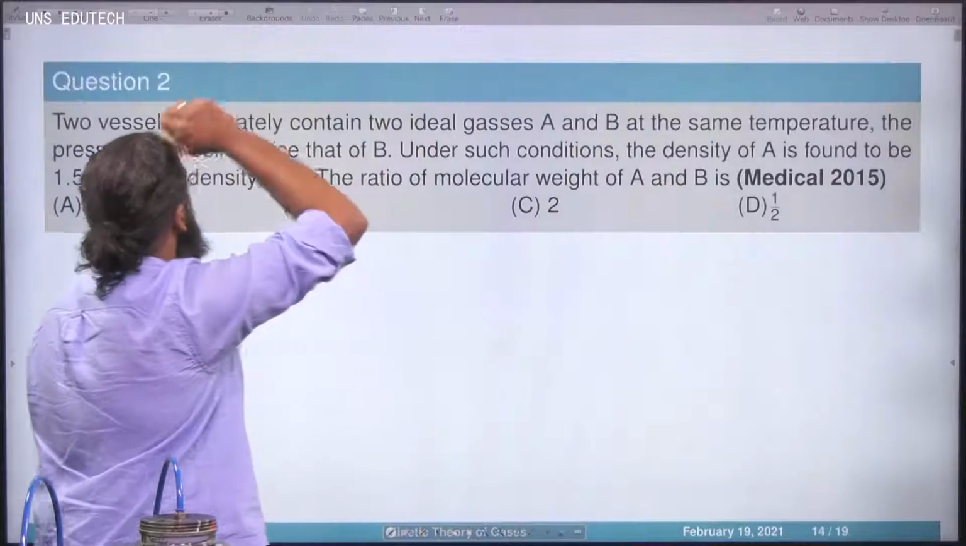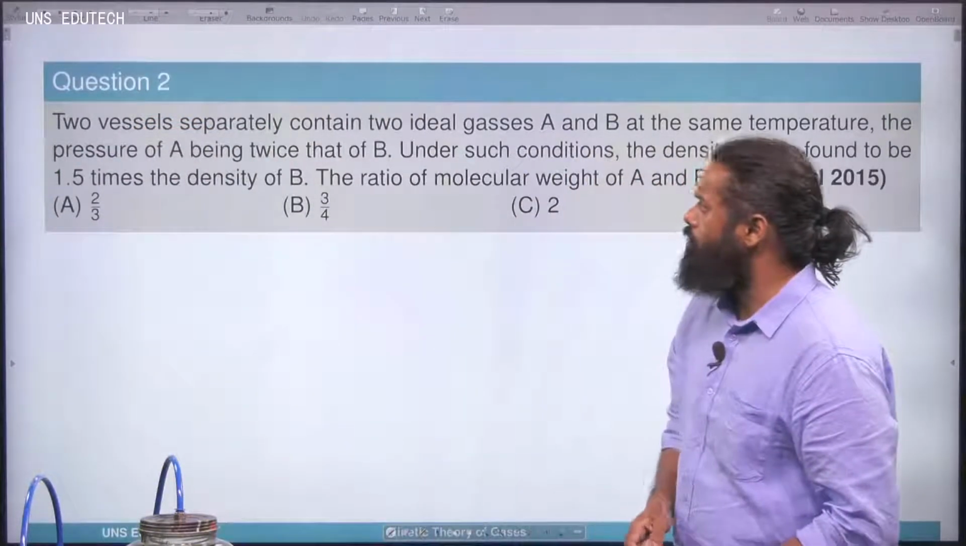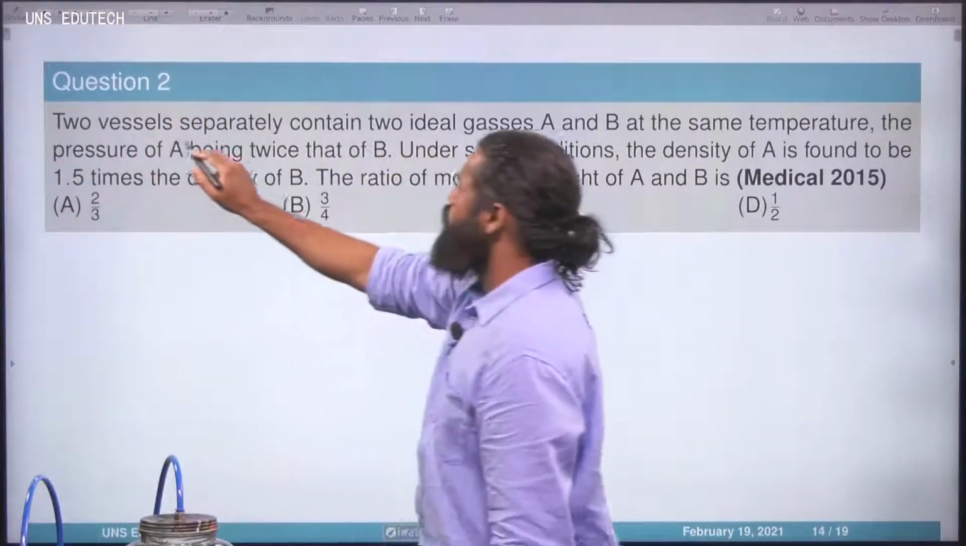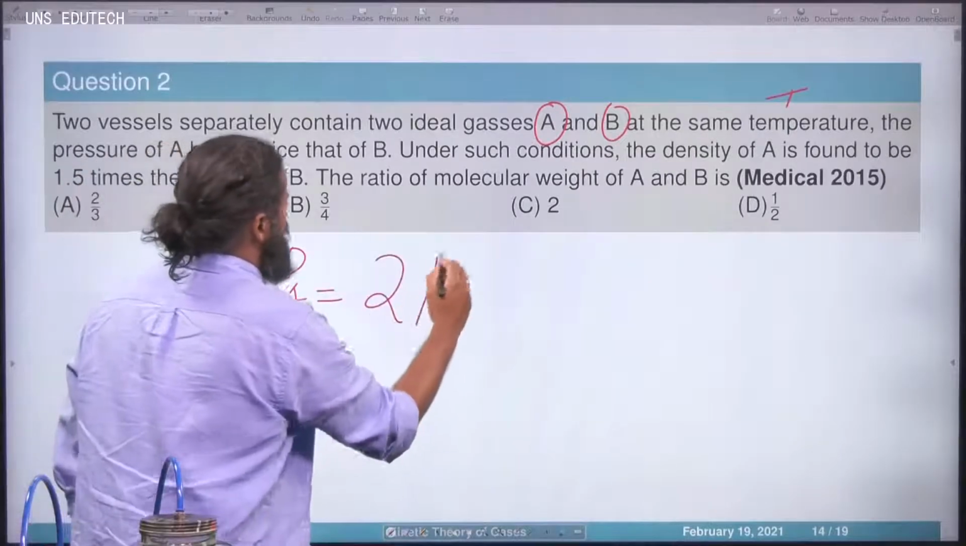Okay, let us do one more problem. Here we have two vessels. I will explain again. I will give you 2 minutes. Try to answer quickly. Two vessels separately contain two ideal gases A and B. Two species are there, both at the same temperature. Let it be T. And the pressure of A is twice that of B. So it's given that the pressure of A is equal to 2 times the pressure of B.